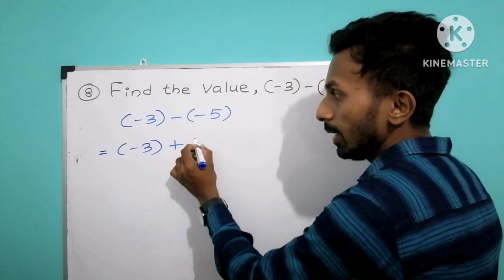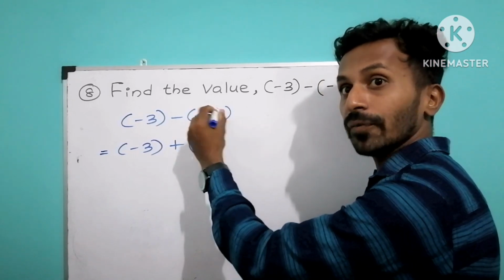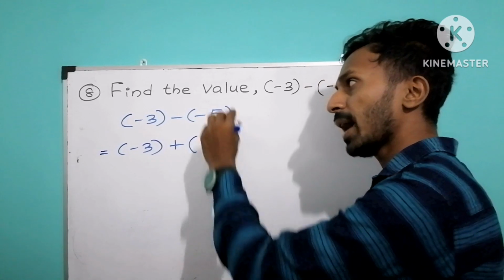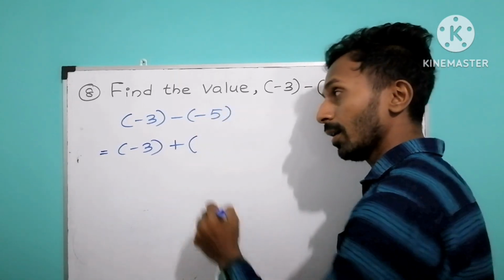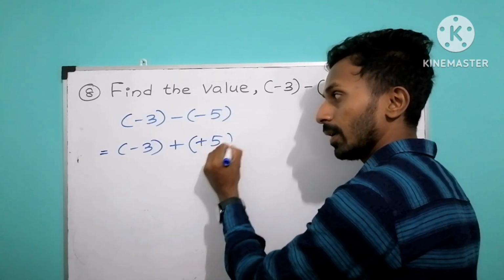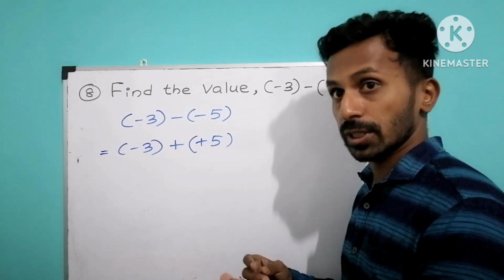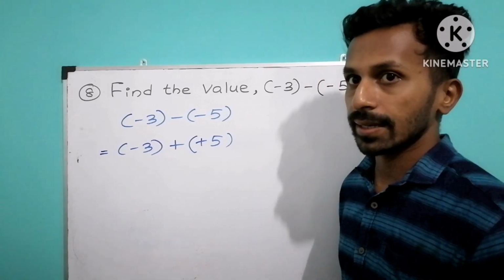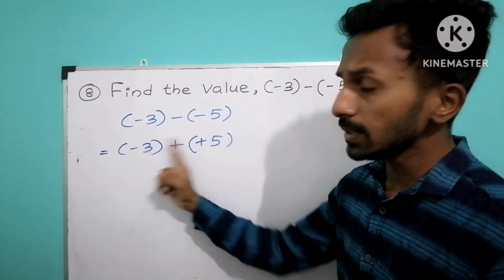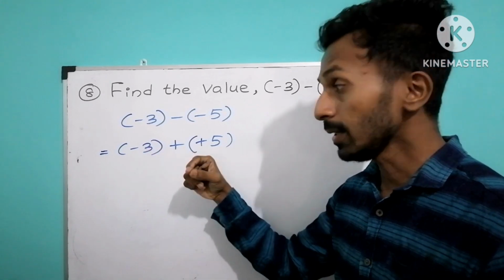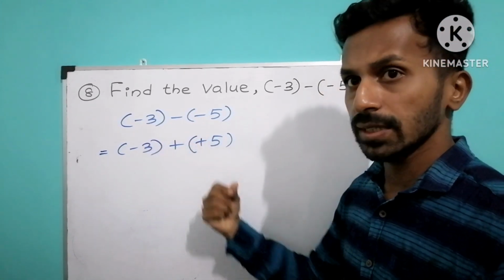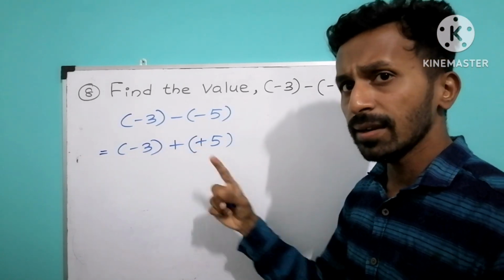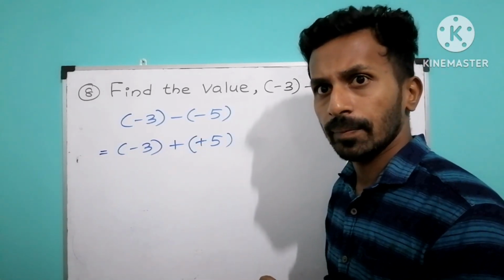Here I write the additive inverse of minus 5. What's the additive inverse of minus 5? You all know it is plus 5. Now I convert this expression into another way. Then here you have to add. Let's check these two directed numbers. What are the signs of these two directed numbers? Here minus, here plus. Then the signs are different to each other.